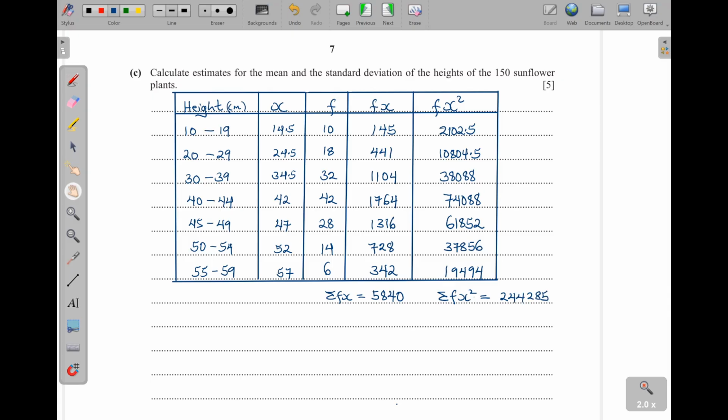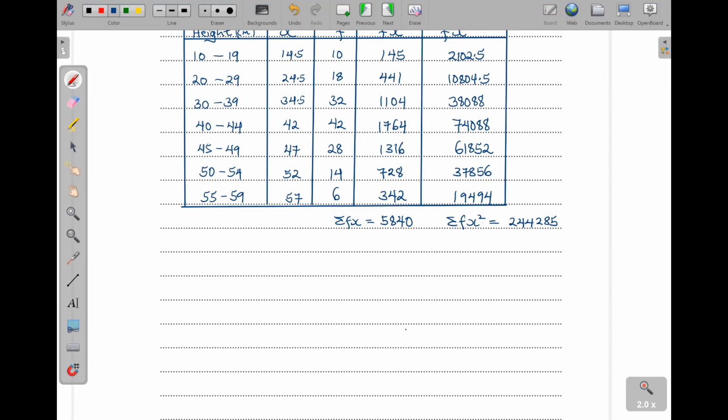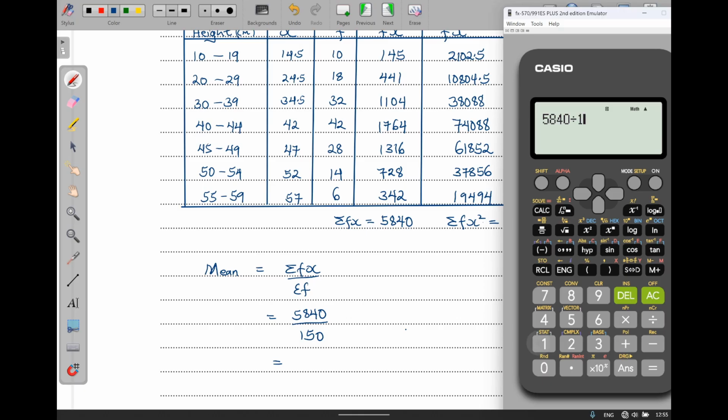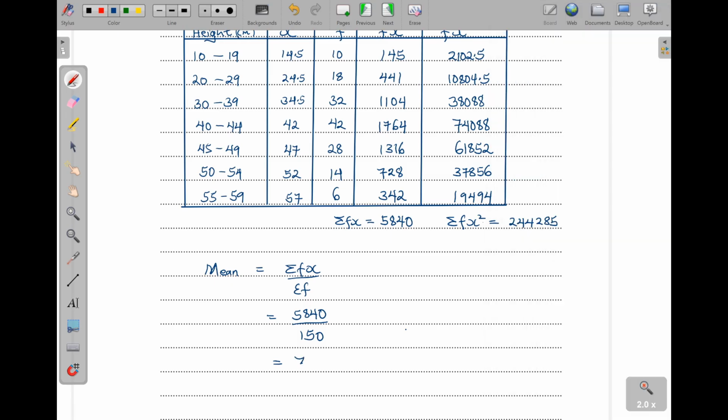244285. Now, after this table, I can find the mean. Mean is equal to summation of fx out of summation of f. So here we have 5,840. Of course, summation of f is 150. So what do we get? 5840 divided by 150. It is a recurring decimal, but I can write it to three significant figures as 38.9. I can even put on a 3. The 3 is recurring, then I put on that dot.